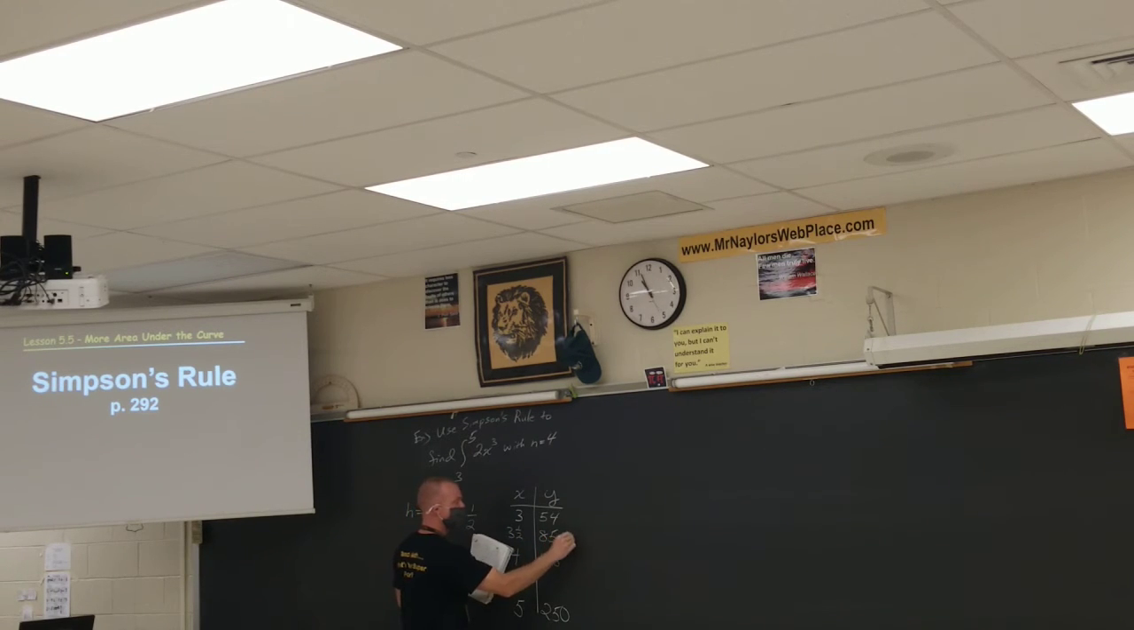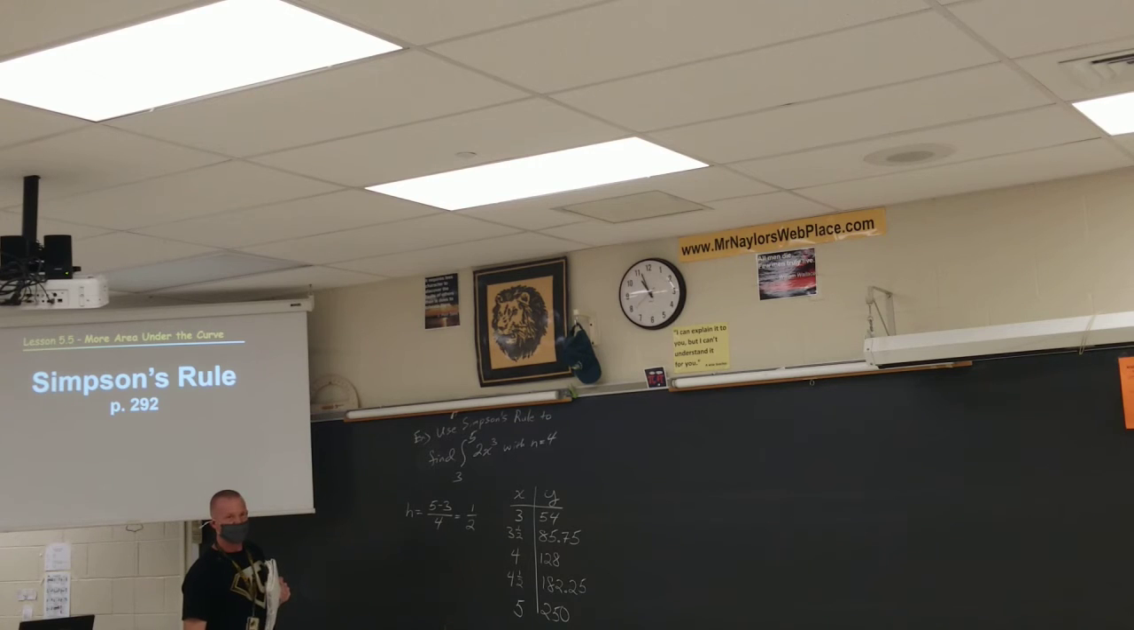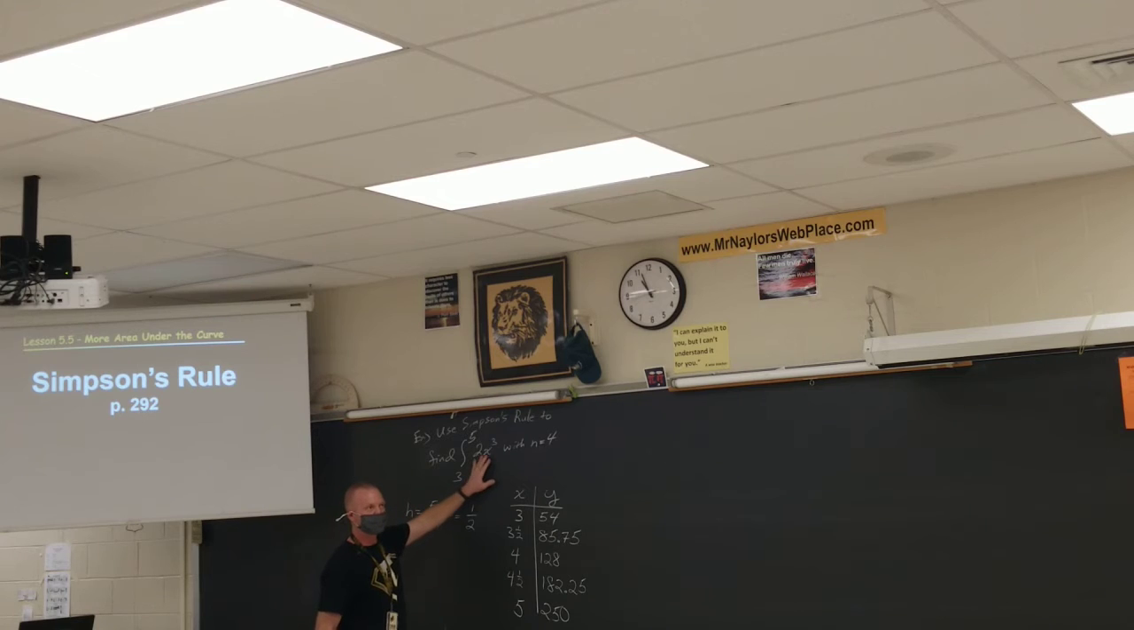I tend to write the decimal down because I also, again, just popped it in a calculator, but 85.75 and 182.25. Numbers are big. That's because the equation is of a larger variety, 2x to the third power. Okay, so we're probably going to get a pretty big area, but let's use Simpson's rule to find it.